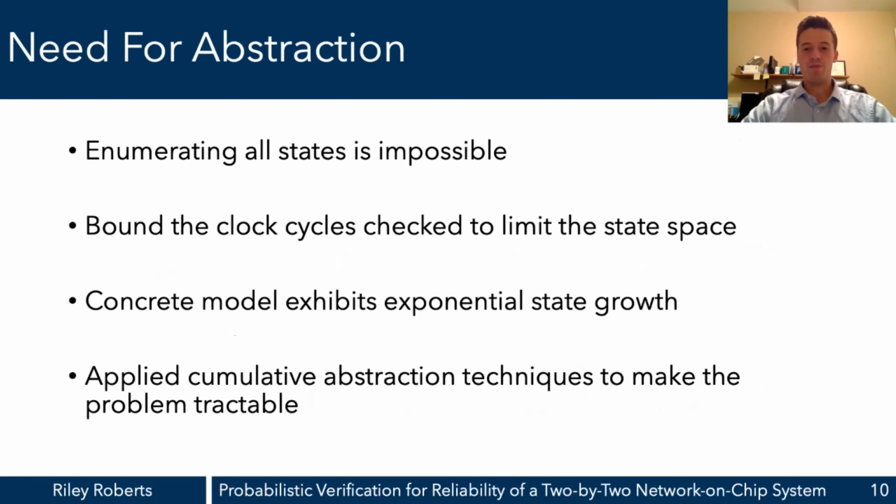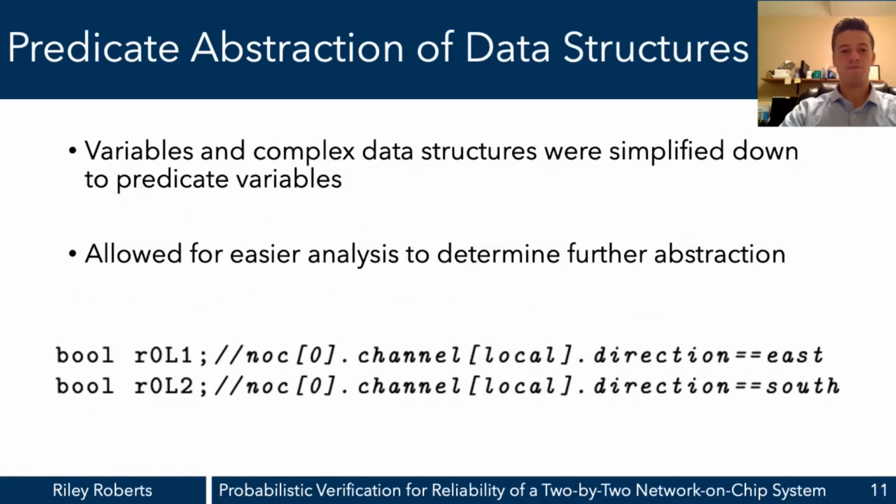Due to the large number of variables present in the concrete model, enumerating all of the states for model checking is infeasible. Instead, we bound the model checking by a certain number of clock cycles in order to limit the state space. Unfortunately, the concrete model does exhibit exponential state growth with respect to the number of clock cycles considered. So we applied cumulative abstraction techniques in order to make the problem more tractable.